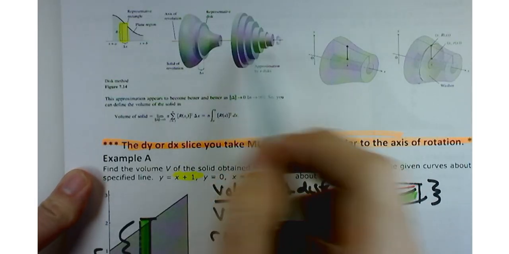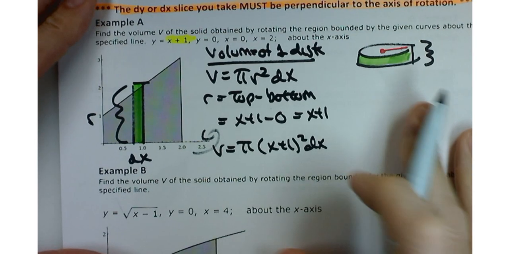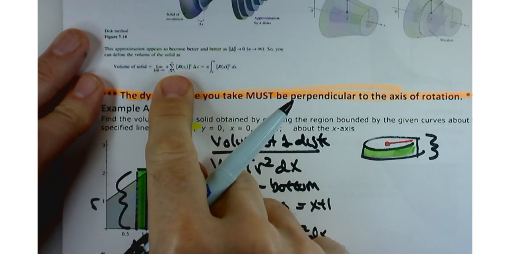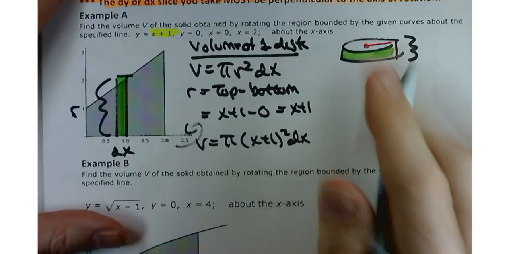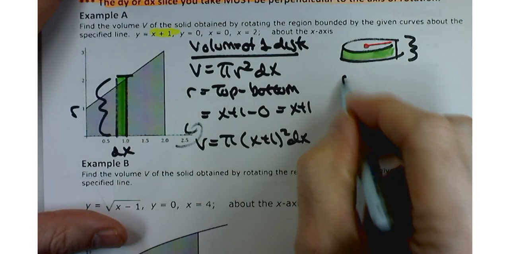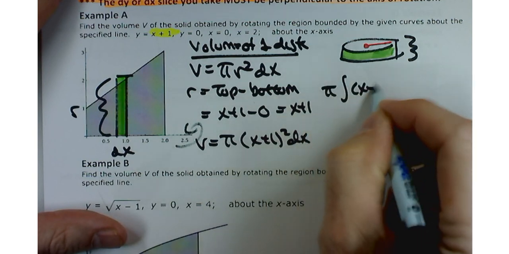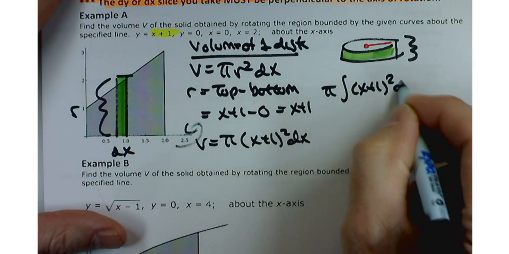But I need to add up the volume of all such disks. So what do I have to do to add up the volume of all such disks? Well, technically I'll be taking the limit and that'll turn into an integral. But let's just jump to the happy ending. I need to integrate. I'm going to take the pi out here and write (x plus 1) squared dx.